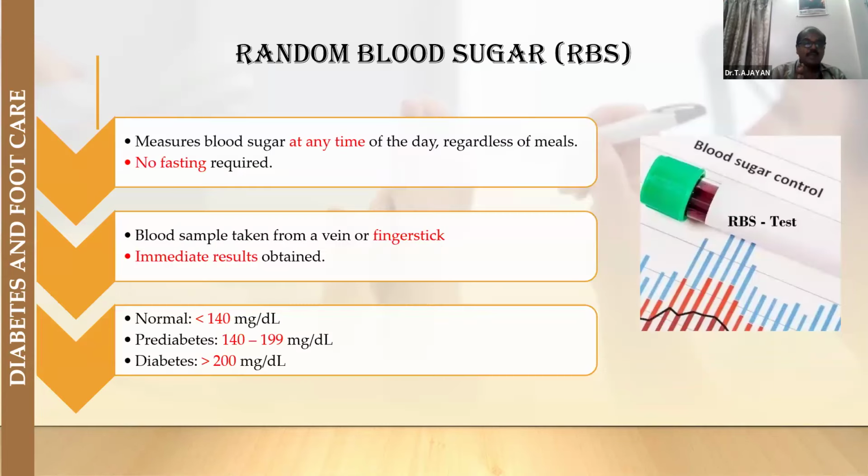Then random blood sugar. There is an advantage, an immediate result, but in postprandial and fasting blood glucose, preparation of the patient is needed.